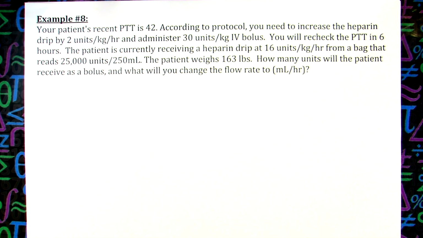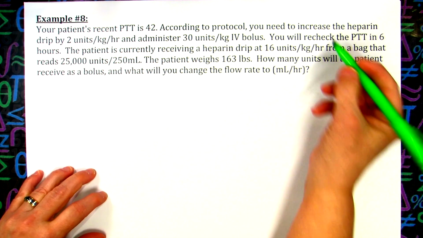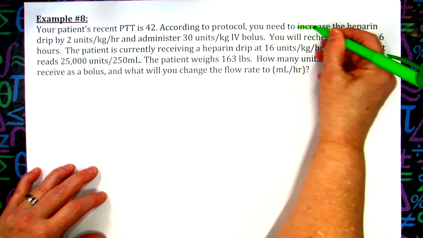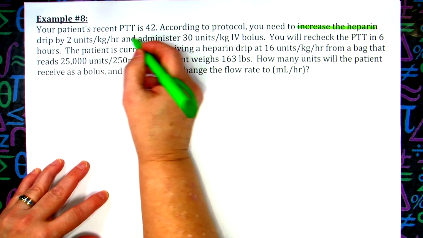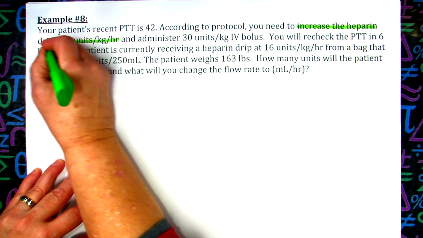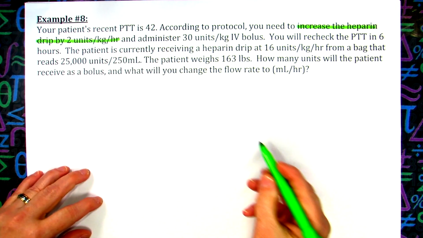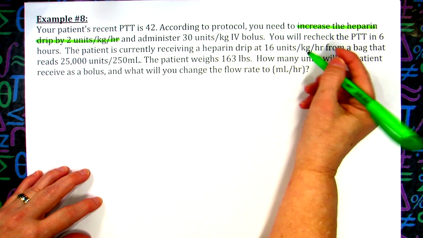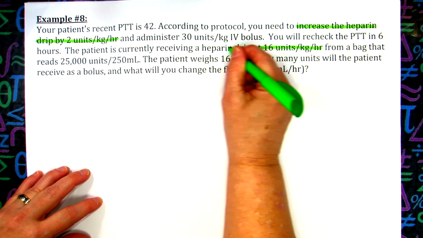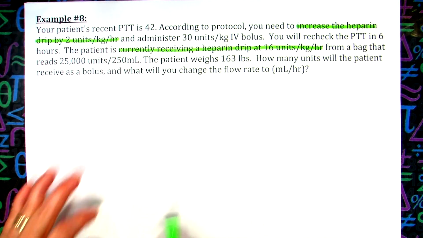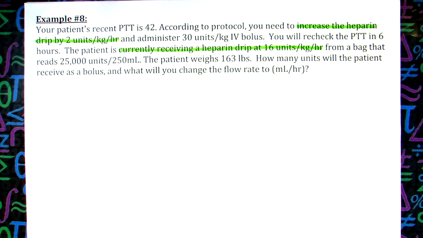Okay, so this question actually has a lot of information. So let's try to highlight and organize some of it here. It tells us that we're going to increase the heparin drip by 2 units per kilogram per hour. It also tells us that we are currently receiving a heparin drip at 16 units per kilogram per hour. So those two pieces of information go together. That means that the new dosage is going to be 16 plus 2, which is 18.